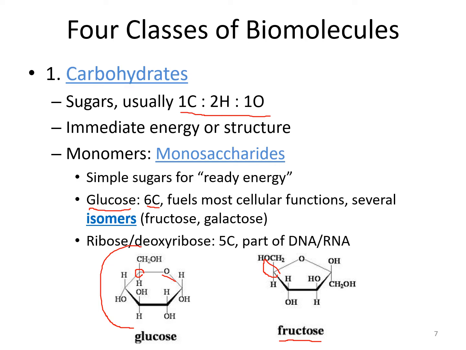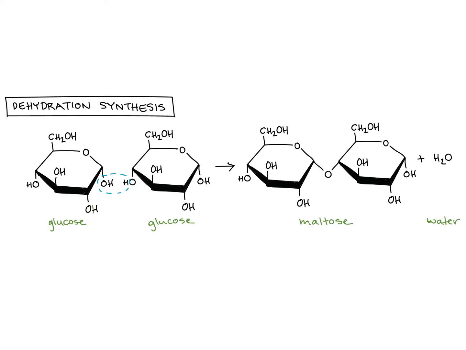Another important monomer, right, monosaccharide of the carbohydrates that we're going to be talking about is ribose and deoxyribose. So these are 5 carbon sugars, and they are going to be an important part of both our DNA and our RNA. Stay tuned. Okay, so monomers are ready energy, but for the most part, if we need structure or we need some energy to be stored, we need to start binding these monomers together. So starting to construct a spine out of individual vertebrae.